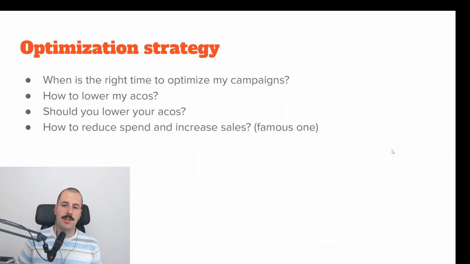Optimization strategy in general. Probably the favorite one. When is the right time to optimize my campaigns, and how long should I wait before I make any change? First of all, it's a different time frame in general. If we talk about time, it depends, is it your sponsored product ad or your sponsored brand ad? Sponsored product ads have an attribution window of 7 days, and sponsored brand ads have an attribution window of 14 days.